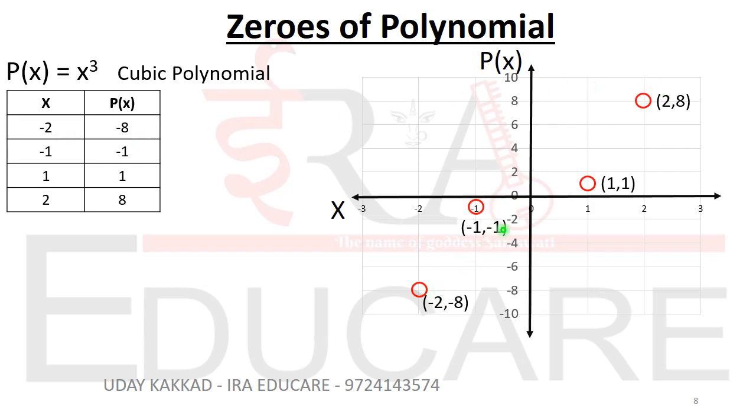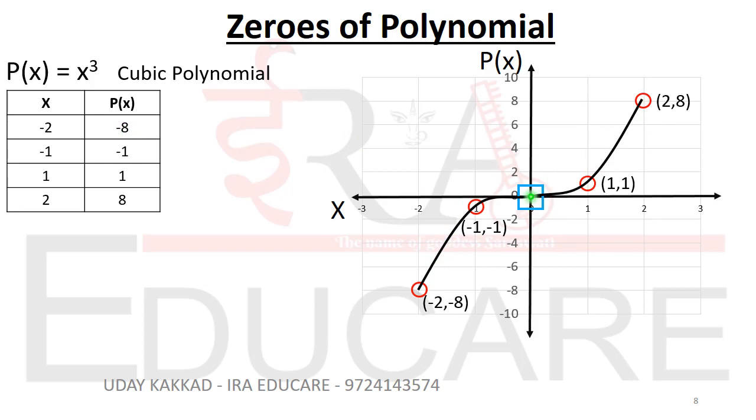-1 -1 1 1 and 2 8, okay. Just putting the value of -2 here, so 2 2s are 4, 4 2s are 8, and minus minus plus and plus minus minus, so you get -8, right? So the graph looks like this, okay. It looks like this. So here are the zeros of the polynomial.